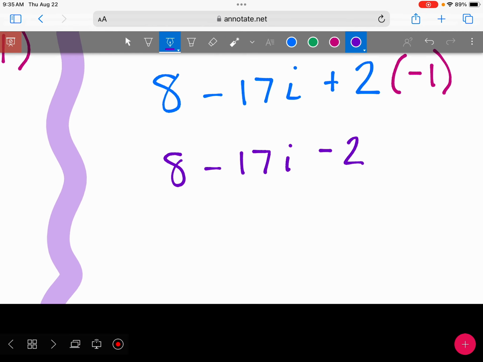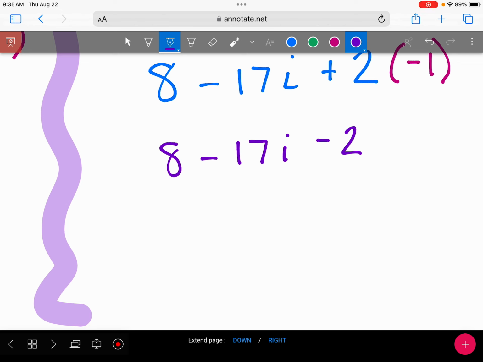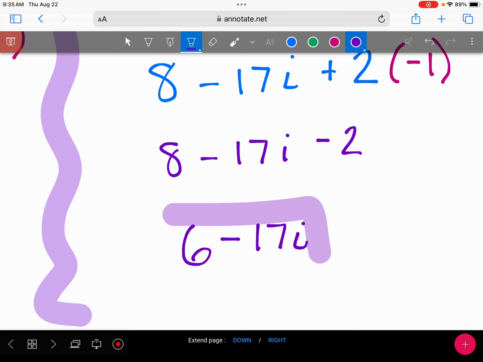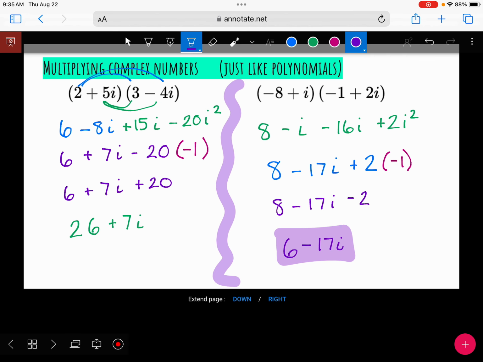So what's our final answer here? What's our complex number answer? 6 minus 17i. That's my answer. I'll highlight the other one just so we have it. So they match. So that was my answer over here. Okay? Questions on these ones?